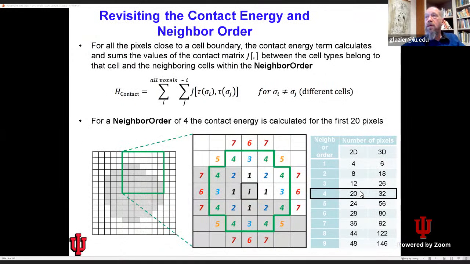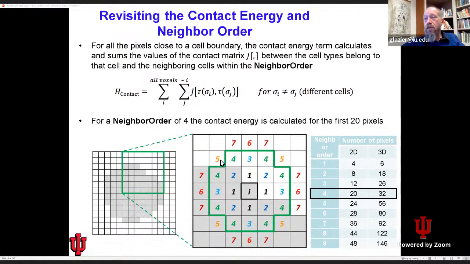When I do contact energy, I have to find all of the mismatched connections. So if I start at site I, I'm in this gray cell, and its nearest neighbors, I have 2 mismatched nearest neighbors in the white cell. If I go to second neighbor, that adds 1 extra voxel. If I go to third neighbor, it adds 2 more. If I go to fourth neighbor, it adds 1, 2, 3 more.